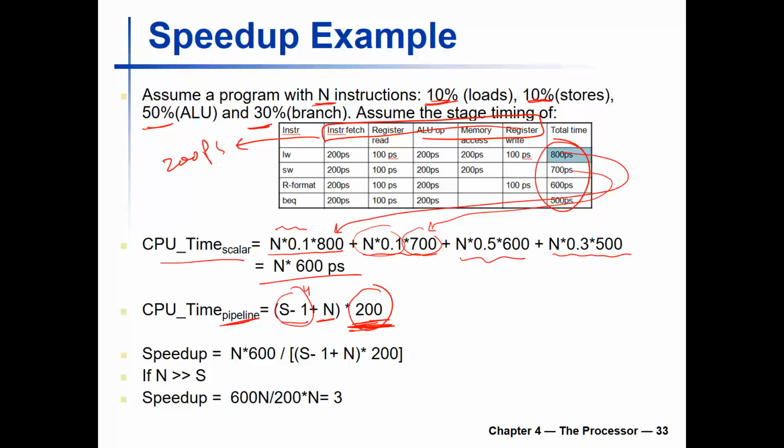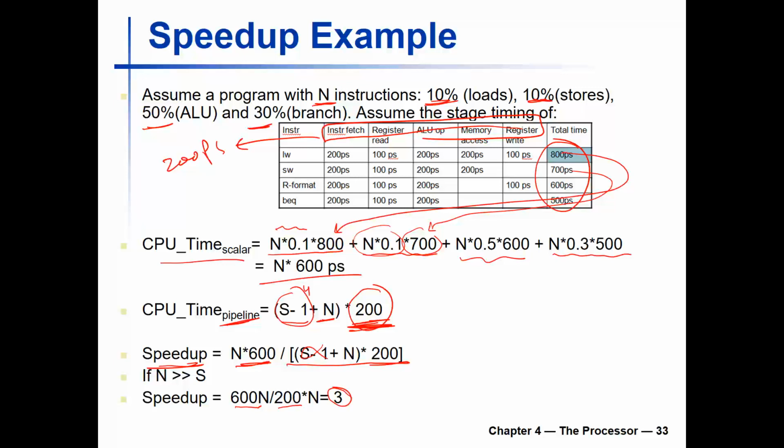So what's the speed up? The time for the scalar over the time for the pipeline, which equals, if N is very large, I can ignore the 4, right? So this becomes 600 N over 200, which is approximately a speed up of 3.